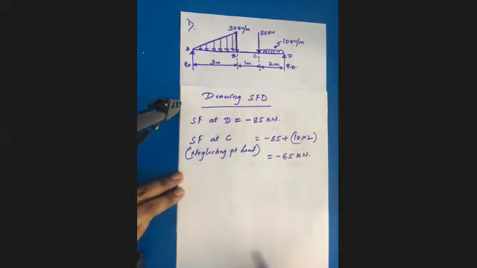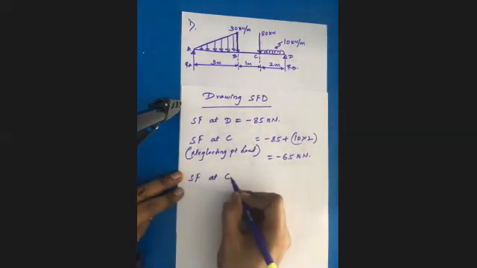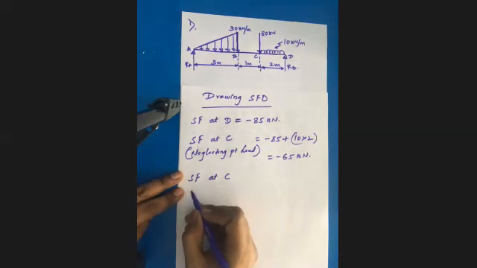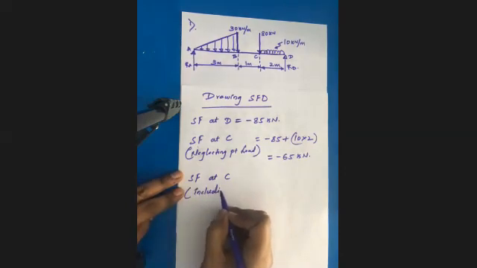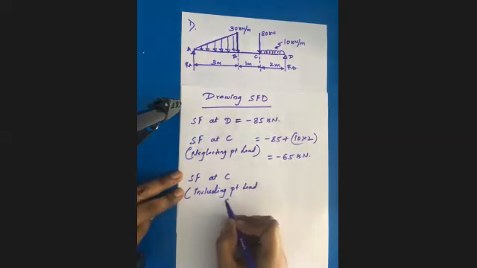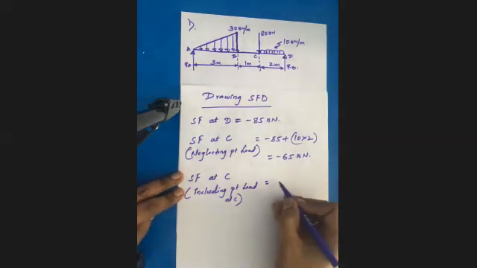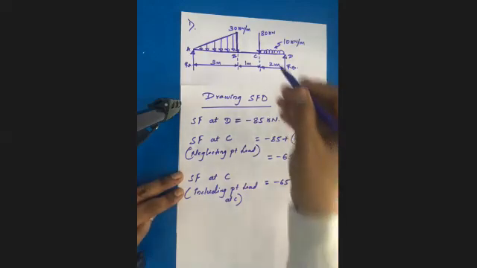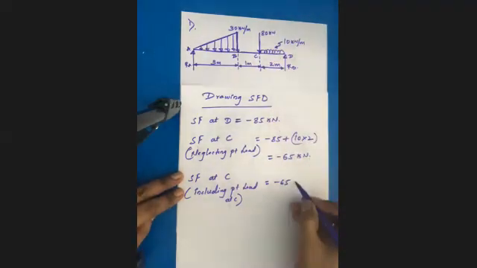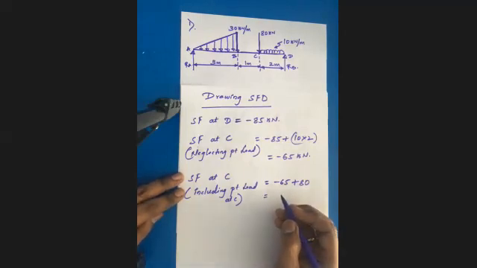Then now I'll find out SF at C, but this time I'll consider the point load, including point load at C. So now how much that will be? Minus 65, which is the earlier value. Now I'm considering this point load, so plus 80. So this becomes plus 15 kilonewton.